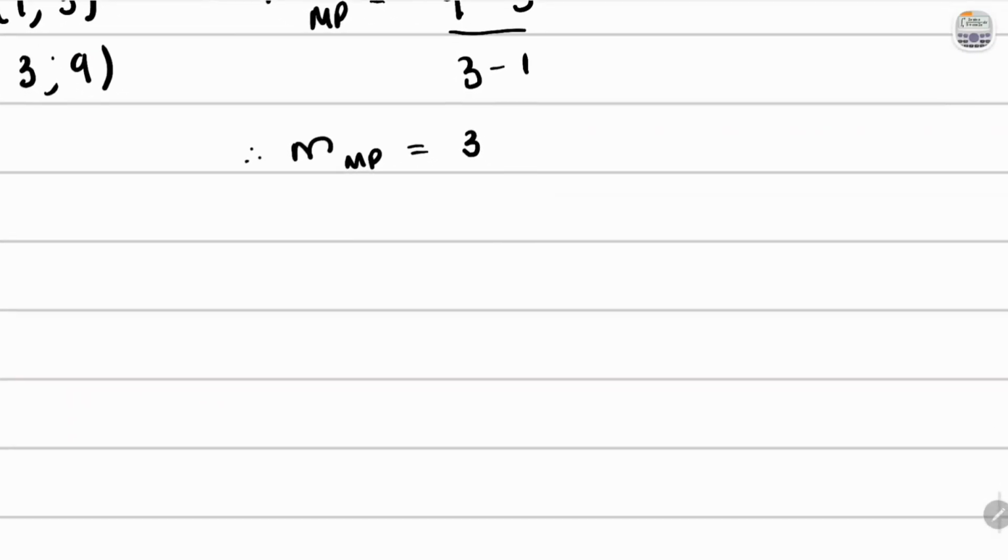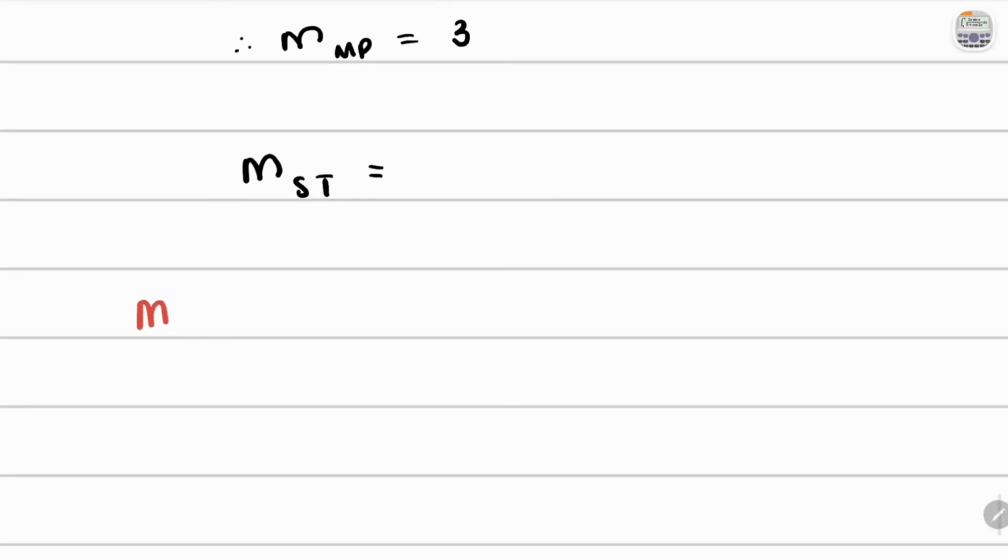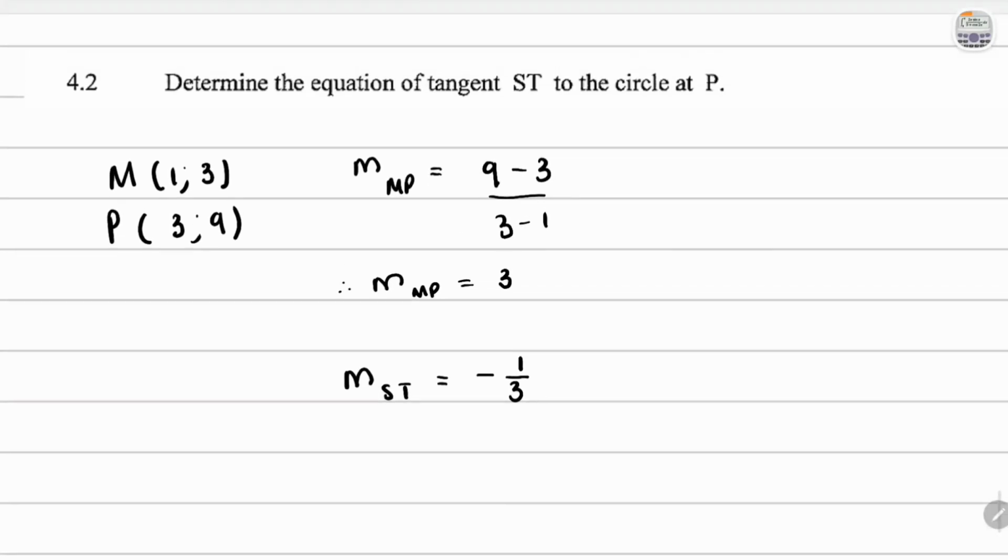Now, if you know the gradient of the radius, this is how we find the gradient of the tangent. The tangent was ST, right? It's really just going to be this, and you're going to switch the numerator and the denominator. The natural denominator is 1, so if you switch it around, it's 1 over 3. Then you multiply it by negative 1. So this follows the rule that the gradients of two perpendicular lines work like this. The gradient of the one line multiplied by the gradient of the second line will give you negative 1. So to find the first gradient, we say negative 1 divided by the gradient of the other one. That's why we switch it around and times by negative 1. So this is going to be equal to negative 1 over 3, and that is our gradient.